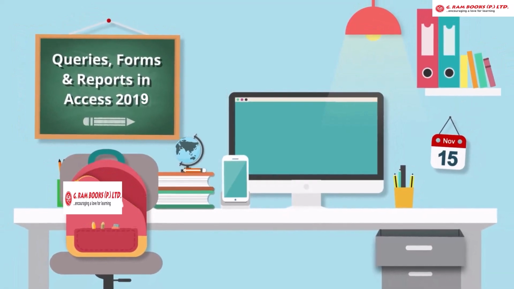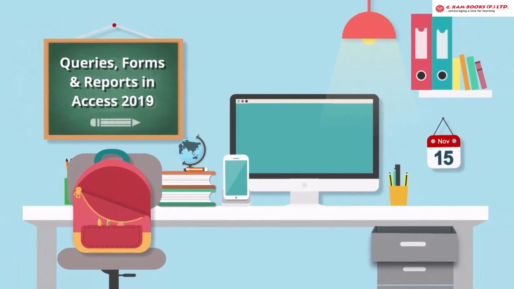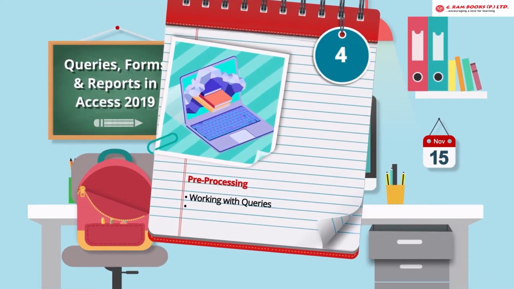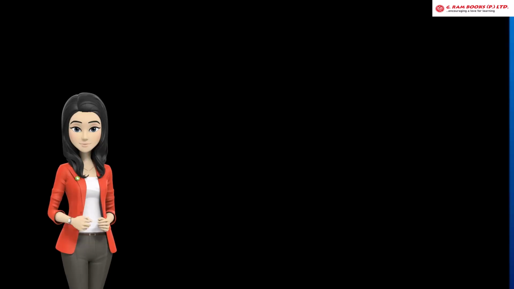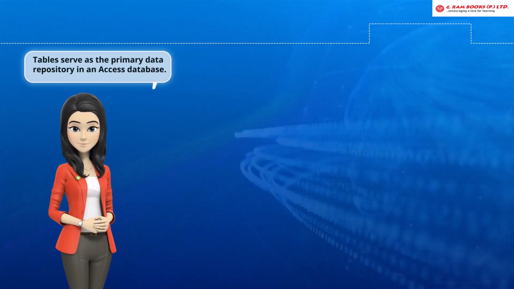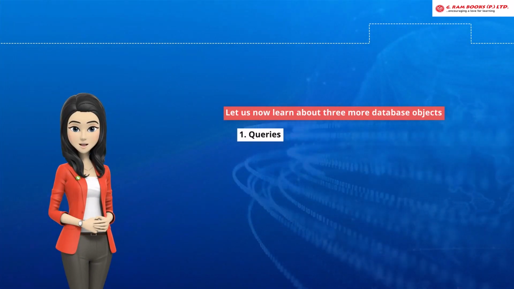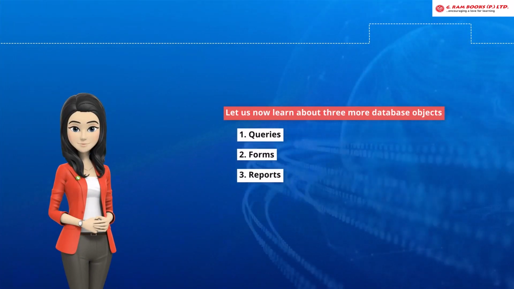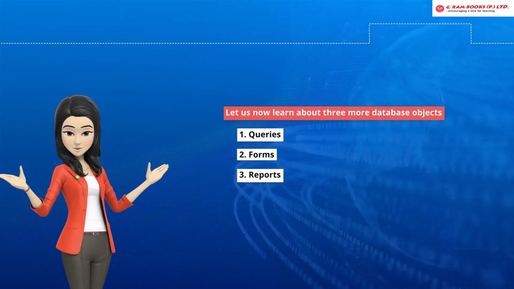Chapter 4: Queries, Forms and Reports in Access 2019. Pre-processing. Working with queries, working with reports, working with forms. Tables serve as a primary data repository in an Access database. Let us now learn about three more database objects: queries, forms, and reports. Each of these objects interacts with the records stored in your database tables.